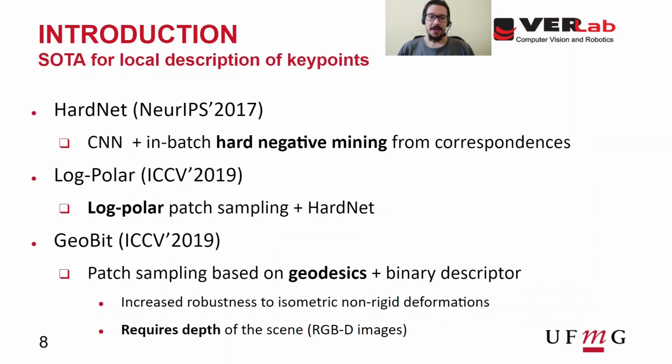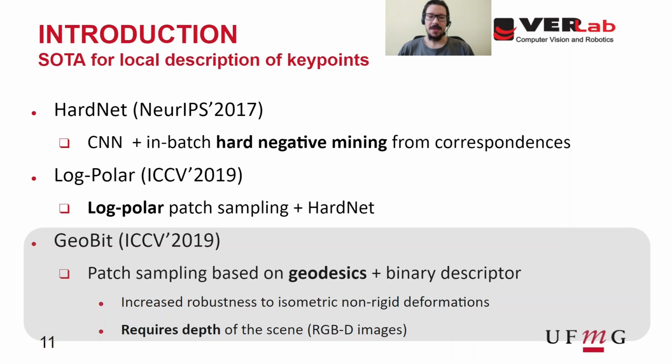According to the literature and our experimental evaluation, three methods for extracting local features from images stand out. The HardNet approach uses a VGG-like network architecture and an in-batch hard-negative mining strategy during training. Log-Polar proposed to improve HardNet by using a polar sampling instead of the Cartesian approach when sampling the local image patch, attaining increased robustness to local affine transformations such as scale and rotation.